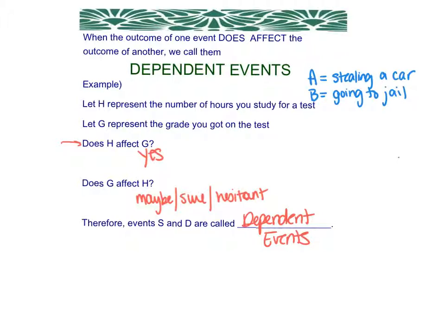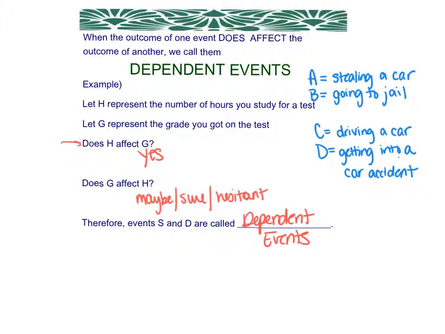The next one that I thought was good was C, driving a car, and D was getting into a car accident. So I think those are dependent events. Both of these happen to be very negative, but those are the ones I'm recalling from class.